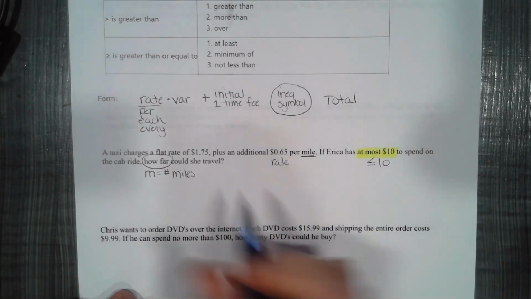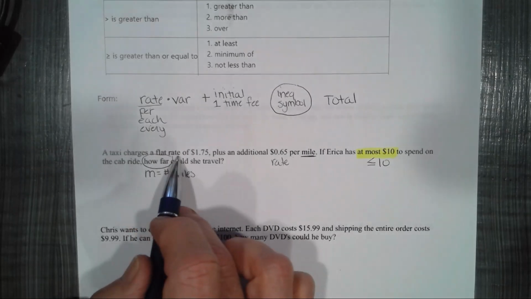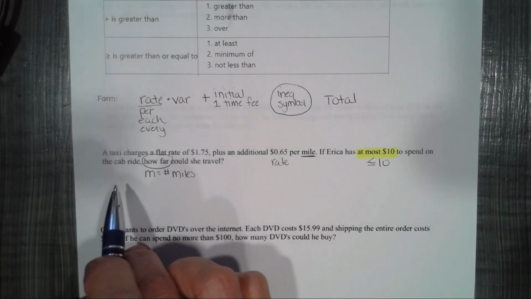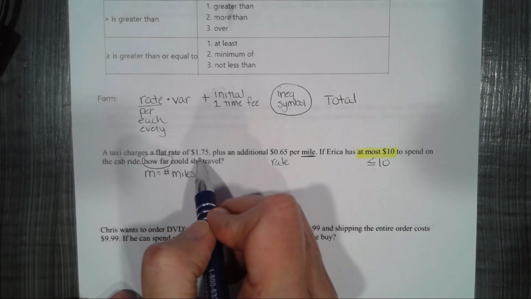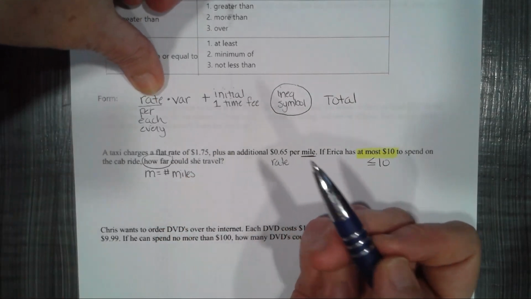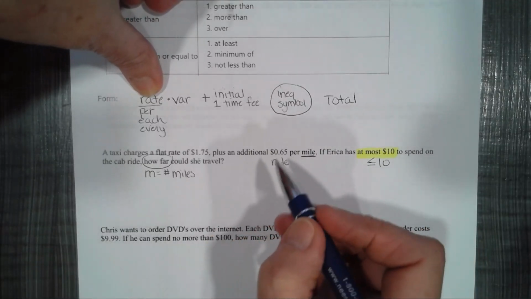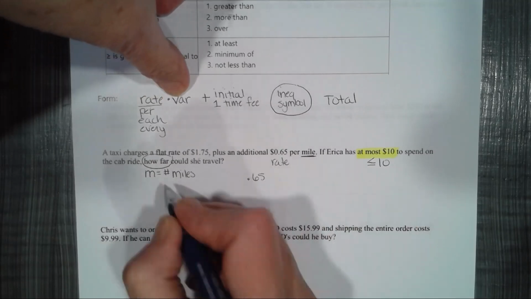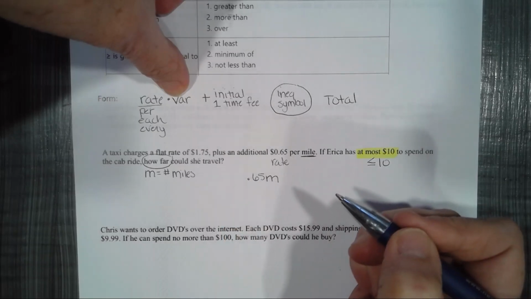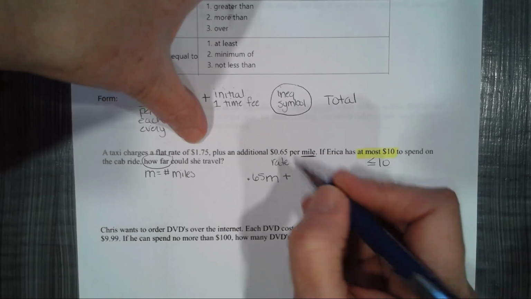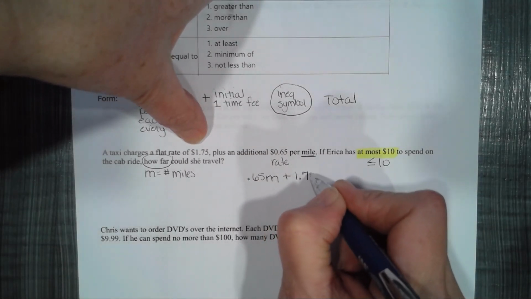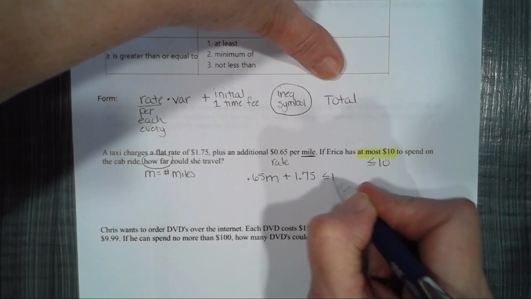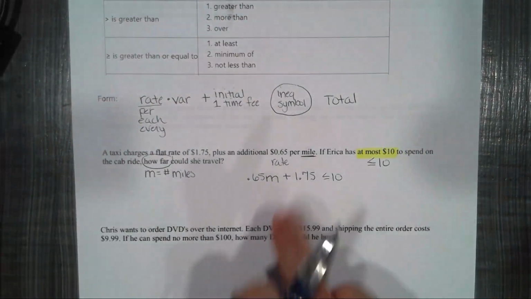And then notice we've got a flat fee that's just a one-time charge of $1.75 in order for you to get this taxi. So this is my one-time fee. So now let's put it all together. Okay, and let's make sure right up high because we got to solve this. So my rate is 0.65, 65 cents. My variable is miles, so we're multiplying by miles. We're going to add our flat fee of $1.75, and then comes the inequality symbol with the total, which is less than or equal to 10. So y'all, this is your inequality.